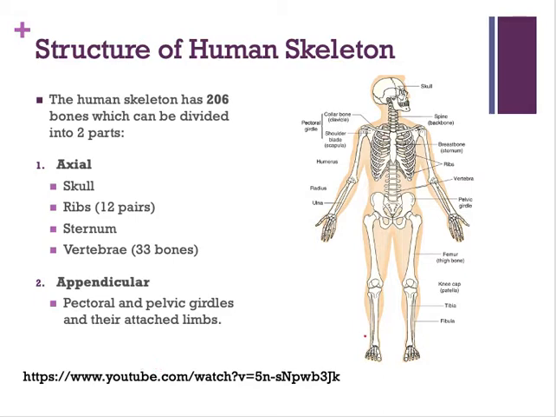Overall, all of this adds up to about 206 bones. Interestingly, when you're born, you have around 305 bones, but some of those tiny little bones fuse as you get bigger, and a fully grown adult then has around 206 bones.